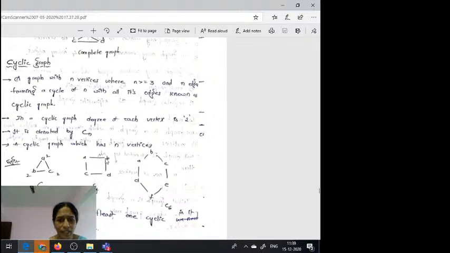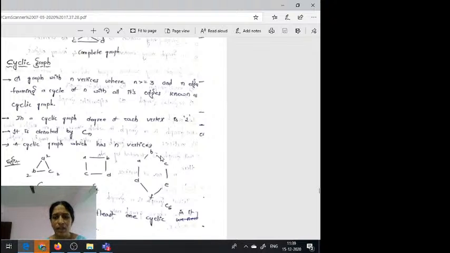Suppose the graph contains 4 vertices, how many edges are there? Again 4 edges are there. Suppose the graph contains 6 vertices, how many edges are there? 1, 2, 3, 4, 5, 6 vertices are there.